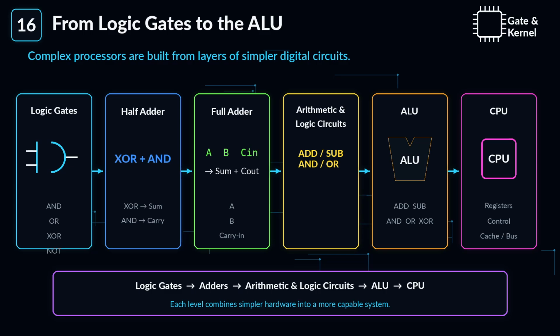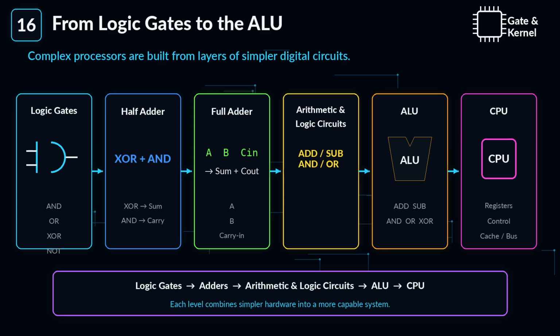Chapter 16. From logic gates to the ALU. Now we can connect the entire story. At the lowest level, digital circuits are built from transistors. Transistors can be arranged to create logic gates. Logic gates implement basic Boolean operations such as AND, OR, XOR, and NOT. Those logic gates can be combined into more useful circuits. An XOR gate and an AND gate can form a half adder. More logic can form a full adder.